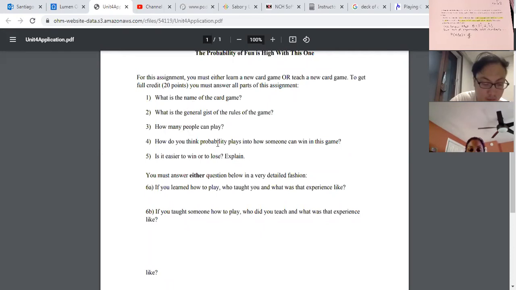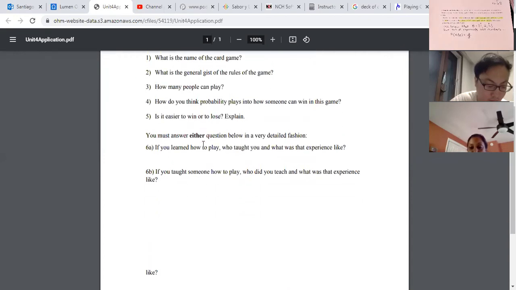How do you think probability plays into how someone can win? As you're learning this game, think about what strategies you use to win and how that relates to probability. Think about winning and how probability comes into play. Is it easier to win or to lose? That's very interesting to think about. Are you more likely to win? Are you more likely to lose? What would be the scenario? What would help you win more times, or what would contribute to a loss?